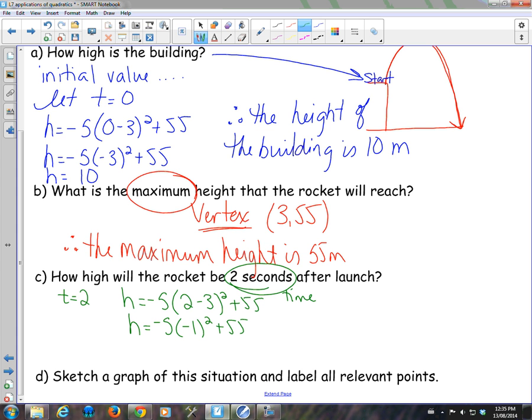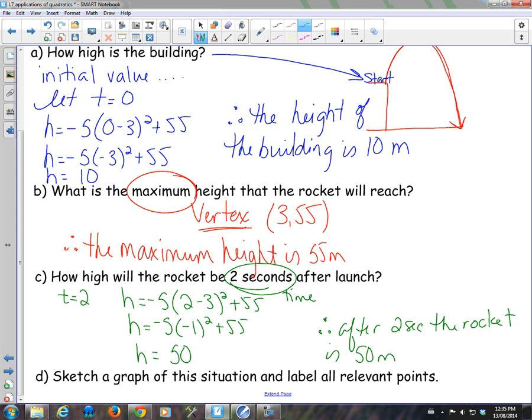Do a little math. (-1)² is 1, times -5 is -5. 55 minus 5 is 50. Do my little statement. Therefore, after 2 seconds, the rocket is 50 meters.